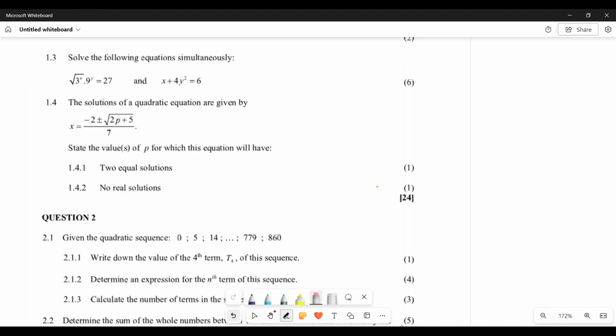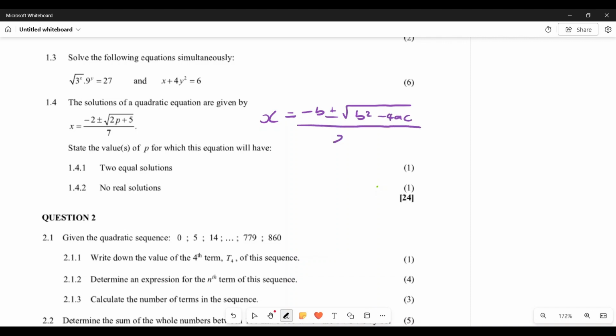For the next question, we are given this solution here. Now, this solution we are given, right? Basically, this is the solution inside a quadratic equation. Now, remember your quadratic formula. So firstly, this is going to be helpful. Let me write this here: x equals minus b plus or minus the square root of b squared minus 4ac, all over 2a.